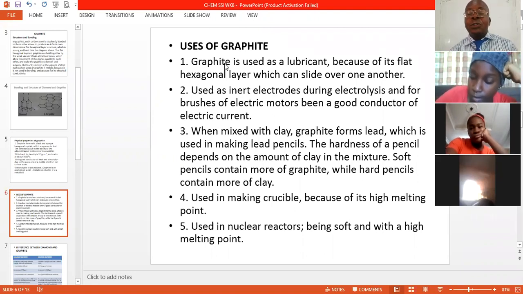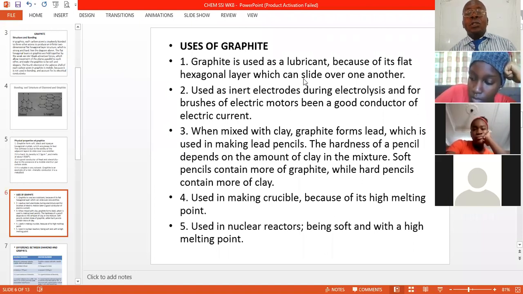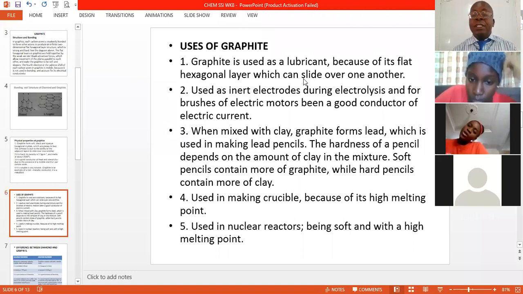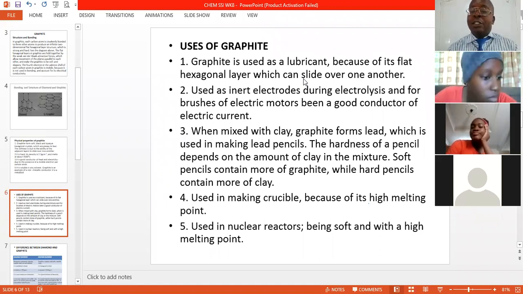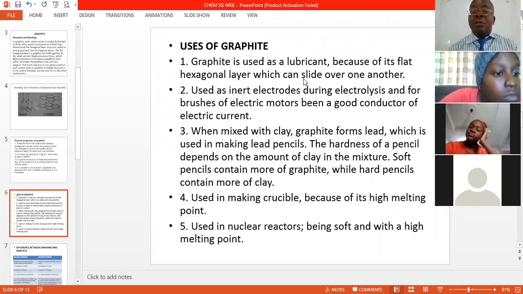Graphite is also used in making crucibles because of its high melting point. You know what is crucible? You want to heat something on fire, you put it on a crucible, either to dry a salt, either by heating it or allowing it to dry naturally under the sun. So you use crucible to do that. And graphite is used in making crucible because of its high melting point. It has the ability to withstand a high level of temperature.